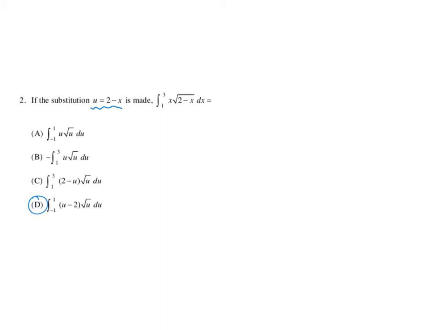So if u is 2 minus x, du/dx is negative 1, so negative du is dx. So we start to make our substitution. So I have x root u times negative du. And we have a problem here because this x doesn't simplify with anything, that x right there. So we have to get a little creative.